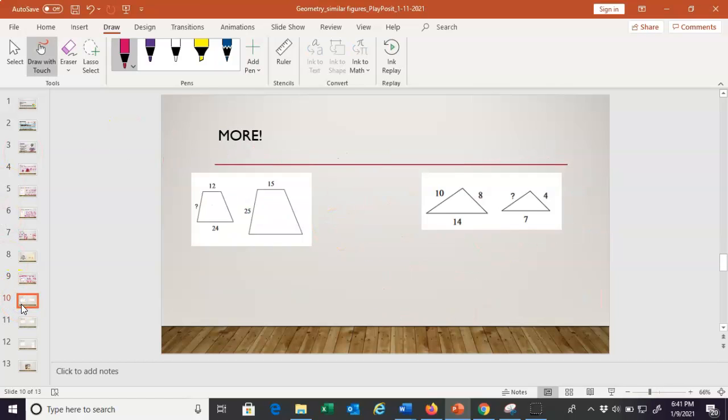Let's do another one. So we just have a bunch of examples for you guys to practice. And I know I say this all the time. Don't forget that you can pause this recording at any point. You can even pause the Playposit if you're watching the Playposit version.